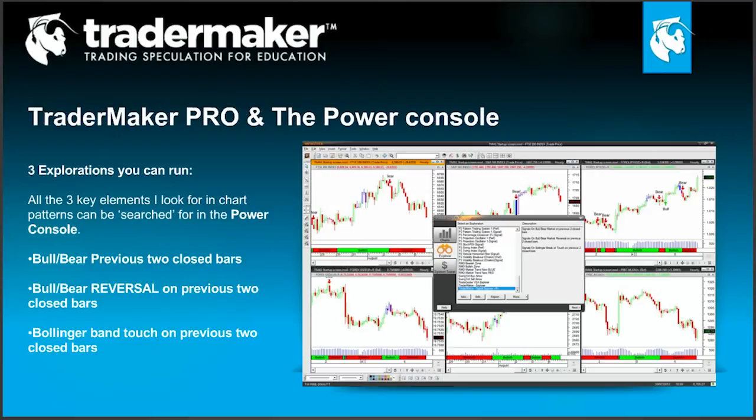Then we have one of the great features of MetaStock, and that is the explorations. All the indicators that I know work, the bull bear reversal, the bull bear candle, the Bollinger Band touch and breaks, can all be searched for by using the Power Console. So instead of trawling through all the charts yourself, you put this simple search on. You can save a list of your favorite products, or just select them through the Power Console themselves, and you can start to see where the key reversals in the market will be. These are the kind of tools that only computers can do, and this is why we have to use systems in order to give ourselves the greatest edge and the most free time to trade.